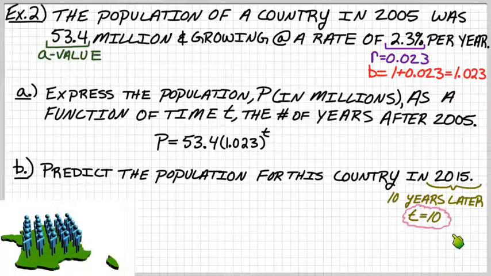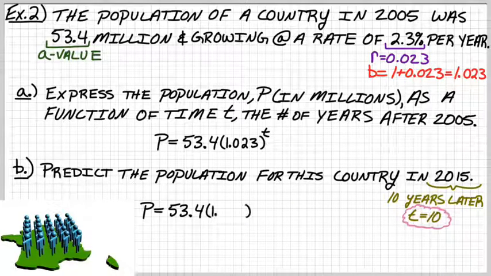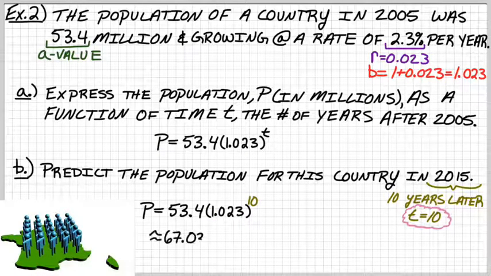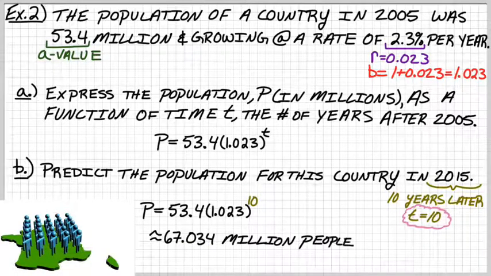So if you can identify that correctly, you're in business. Plug in 10 for T, and then we can calculate. So put the 10 here for T. That one you can do easily in your calculator. Make sure you have a multiplication sign here, or parentheses. It's about 67.034. And now we need to be particular about the units we're in. So since we left this as 53.4, we didn't put all the zeros out. This is in millions, right? 67.034 million people would be the population.